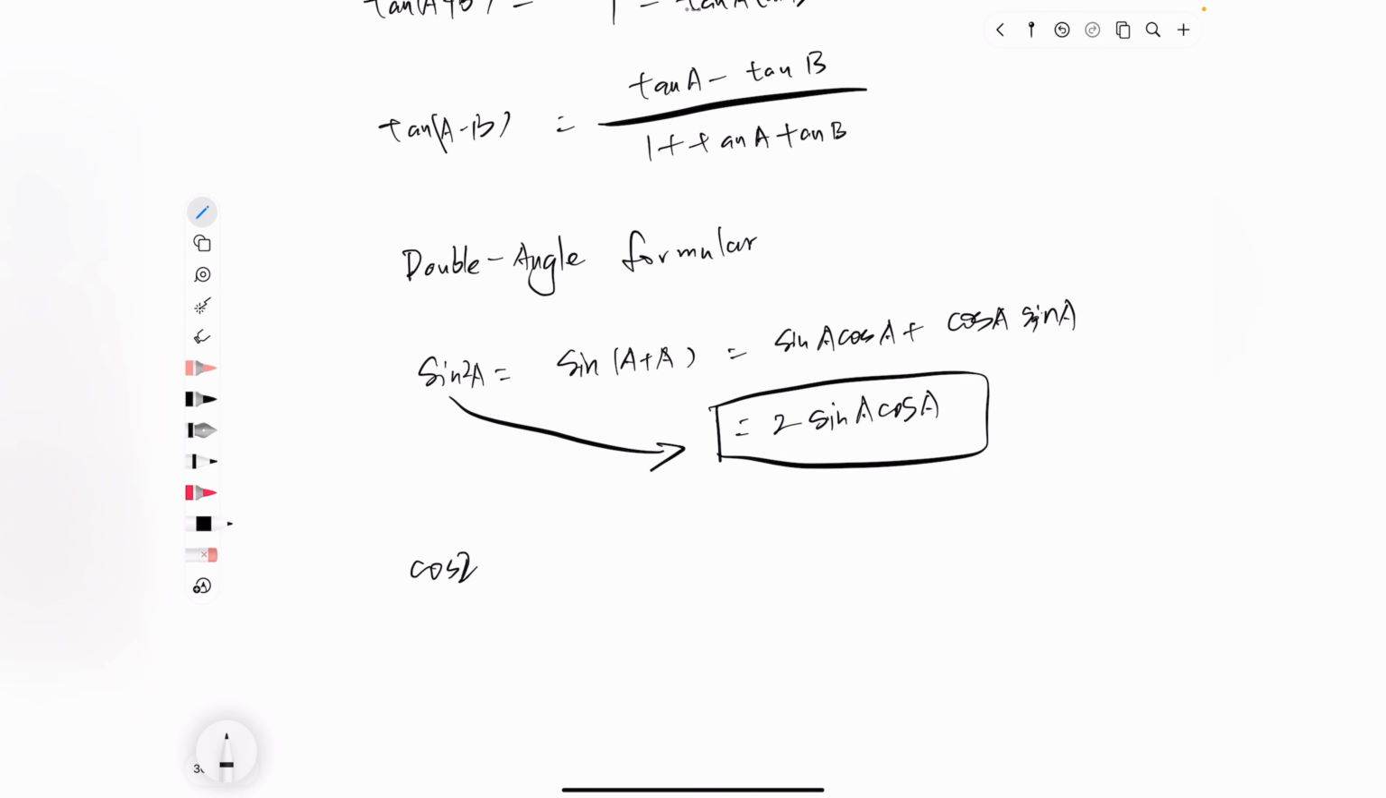If we have cosine 2A, we can do cosine A plus A. That'll be cosine A cosine A minus sine A sine A. So we'll get cosine square A minus sine square A.